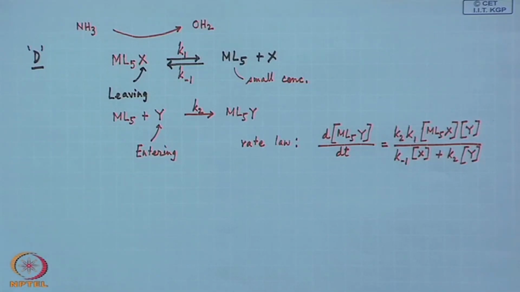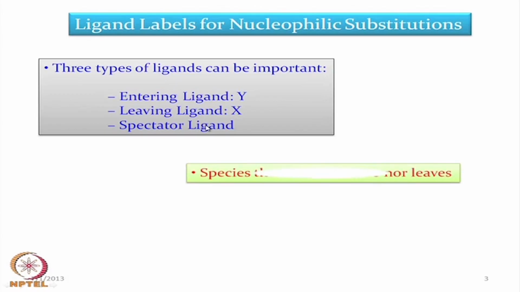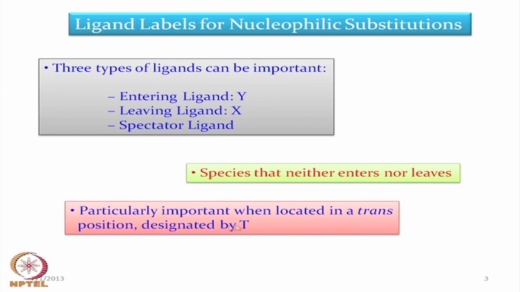So, we have therefore three different types of ligands: which is entering, which is leaving, and which is remaining as the spectator ligand. So, this species that neither enters nor leaves, what are these spectator ligands? Spectator ligands are those ligands which are not entering into the system nor leaving the system, and particularly important when we find them located in a trans position designated by T.